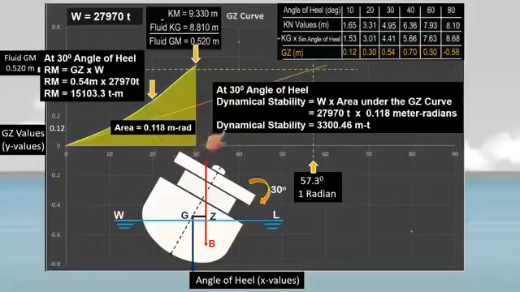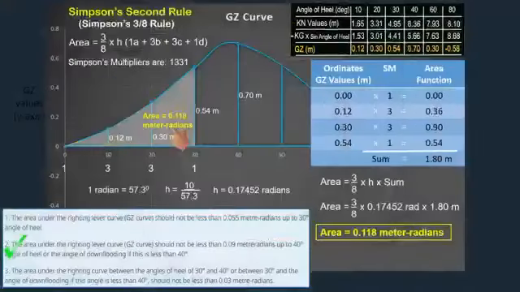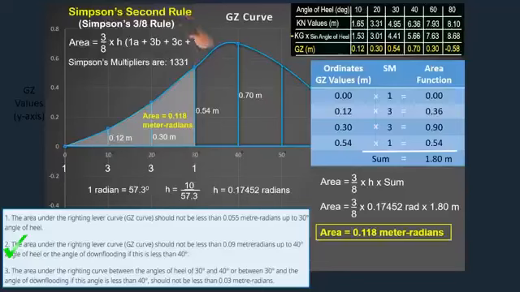The dynamical stability is 3,300.46 meter-tons. In my previous video, I showed you how to calculate this area under the GZ curve at an angle of heel of 30 degrees using Simpson's second rule. If you want to see the full details, kindly check the link in the description below.